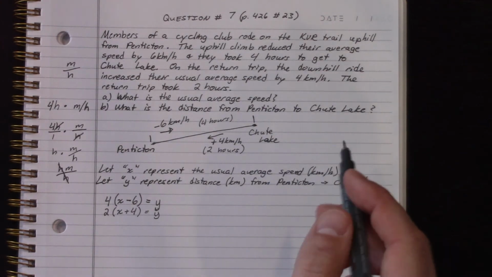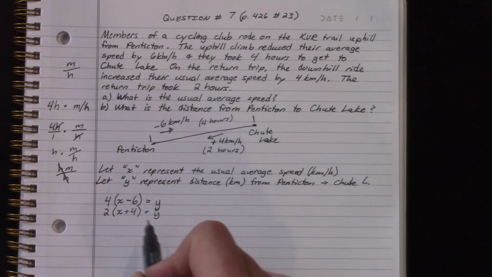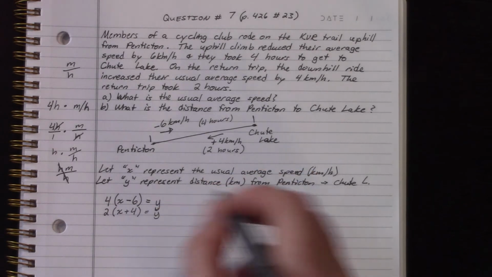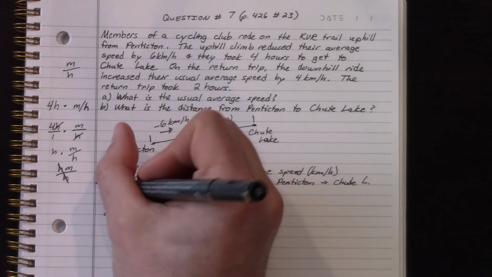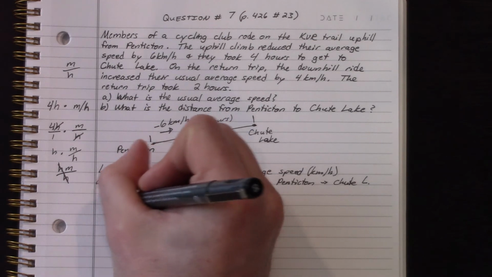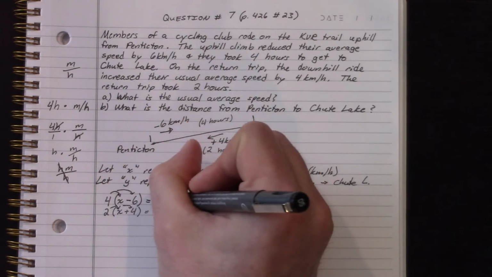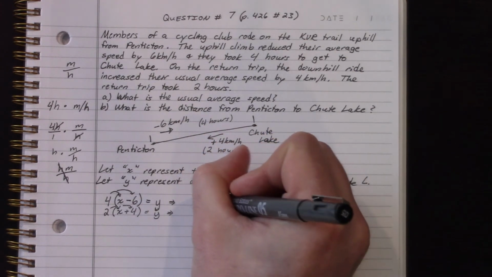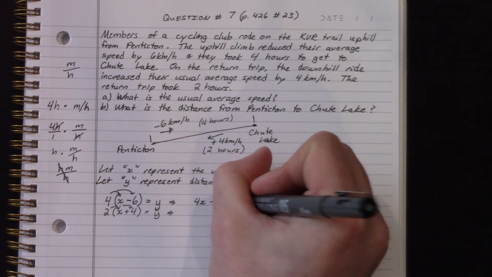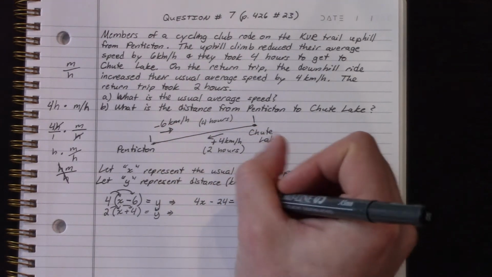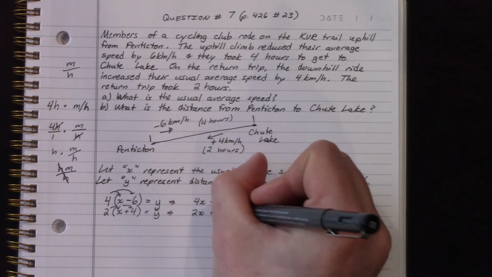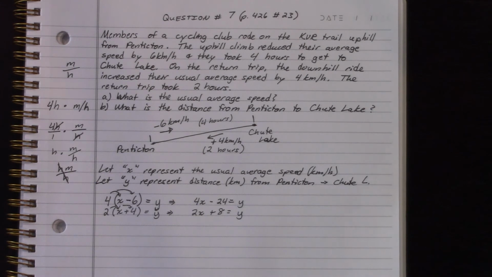So all that this means is that now we have our 2 equations, and we want to convert them into some form that we can use elimination. So let's first of all get rid of the brackets by distributing inside here. So this one is going to become 4x minus 24 equals y. This one's going to become 2x positive 8 equals y. So there's your 2 equations.